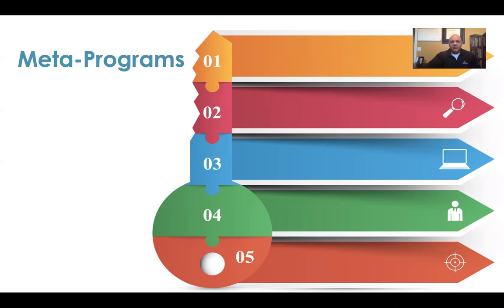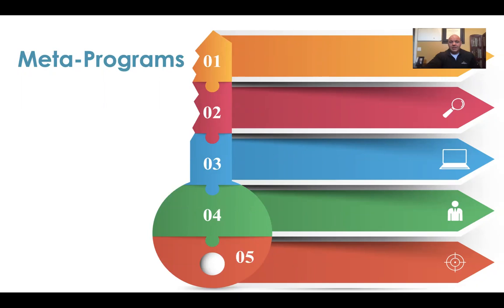Okay. And so there are a ton of meta programs. I want to say there's probably 150. To give you some context, everybody probably knows the difference between being optimistic versus pessimistic. That's a meta program.